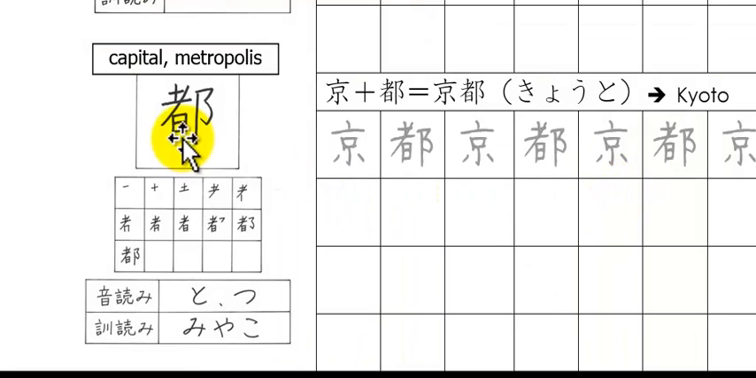Next we have the kanji which has a core meaning of city, capital or metropolis. It's a little more complicated. And then we add that to the character here for capital city, and we get Kyoto, which was the name given to Kyoto when it first became the capital city. Let's have a look at the kakijun. And there it is.